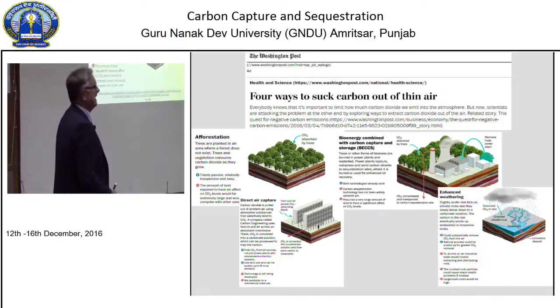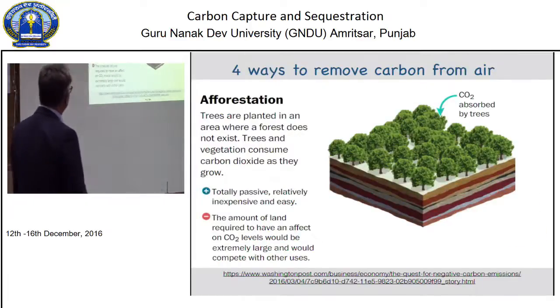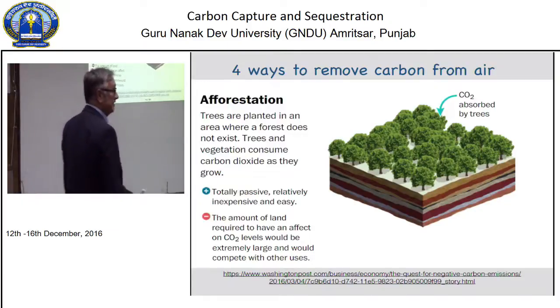So let's talk about afforestation. That is to say, I want to plant trees where forest does not exist. And the trees and vegetation consume carbon dioxide. They grow. It's totally passive. It's easy. It's inexpensive. All it requires is a lot of land that's not being used by something else. And maybe, if you don't do it correctly, the land that you do use now has to have fertilizers and water, because not all trees grow well everywhere, or for that matter, grasses.